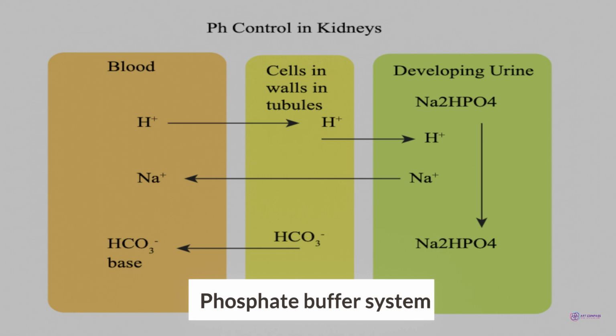There's also a phosphate buffer system. This buffering system is found in intracellular fluids and urine. It works through the action of monohydrogen phosphate, which acts as a weak base, and dihydrogen phosphate, which acts as a weak acid.